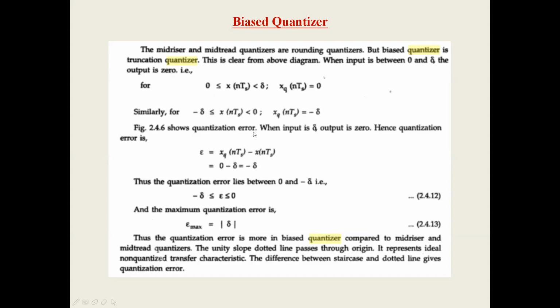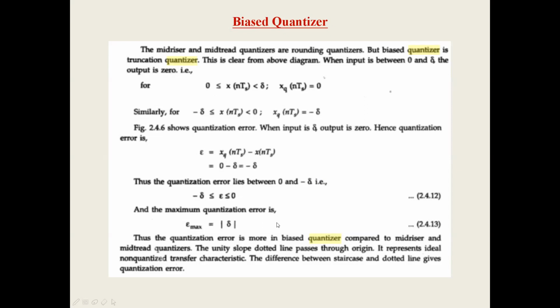From the characteristics, when the input is delta, the output is 0, hence the quantization error epsilon equals xq of nTs minus x of nTs. That is, the output is 0 at input delta, so 0 minus delta, which is equal to minus delta. So the quantization error lies between two values: one is 0 and the second is minus delta. So minus delta less than or equal to epsilon less than or equal to 0. The quantization error in the biased quantizer is delta, which is the maximum quantization error.